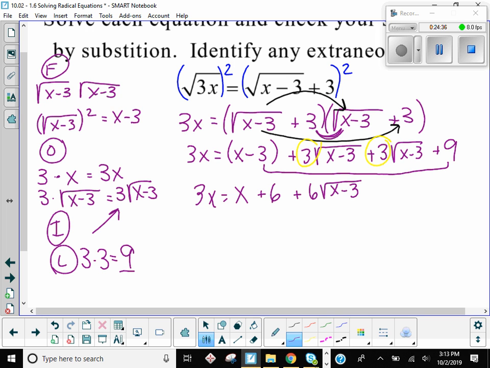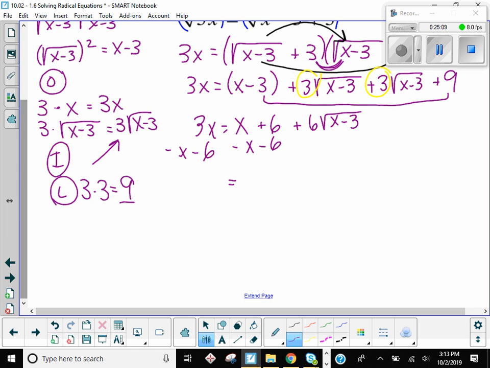And that's all fine and good. But do we still have a radical in our equation? Yes. So we have to go all the way back to step 1, which begins isolate the radical term. So here's your radical term, 6 radical x minus 3. We need to move this x and this 6 over by doing the opposite to both sides. So on the left, that's 2x minus 6. And on the right is 6 radical x minus 3.